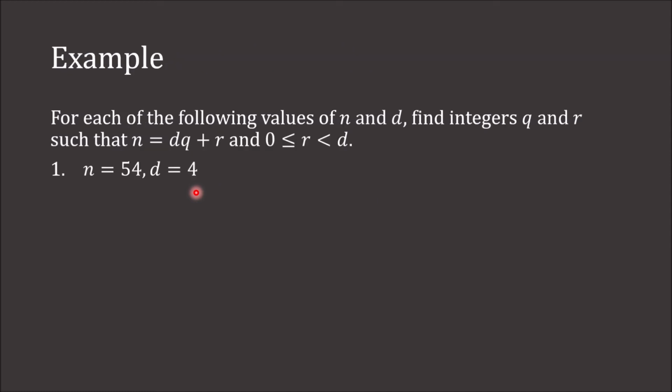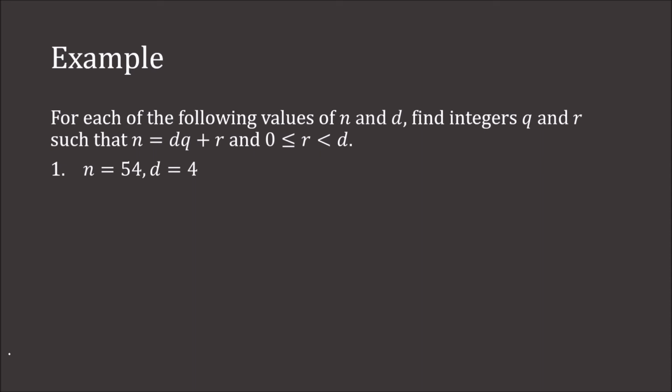So for each of the following values of n and d, what we're going to do is find integers q and r so that we can write it as n equals dq plus r. And we must, of course, remember that r has to be between 0 and d. So the first pair we're going to look at is n is 54 and d is 4.